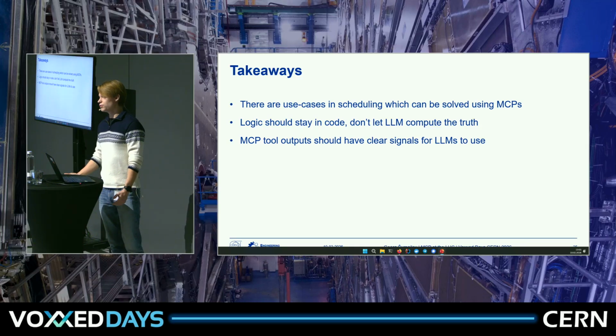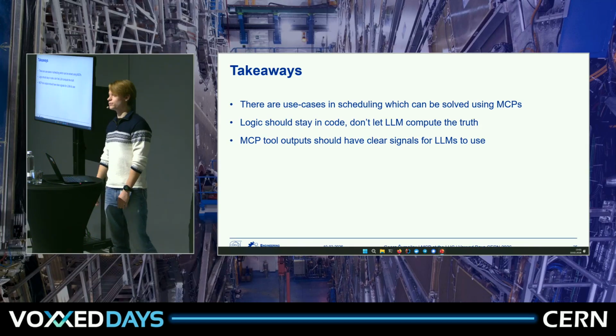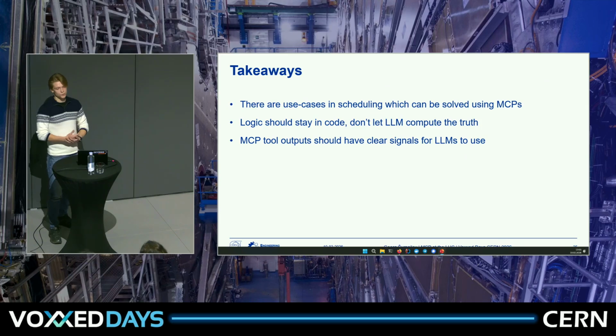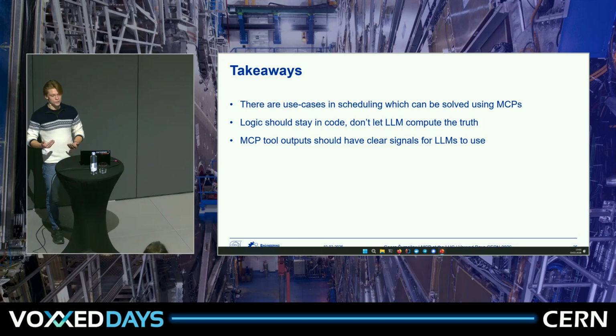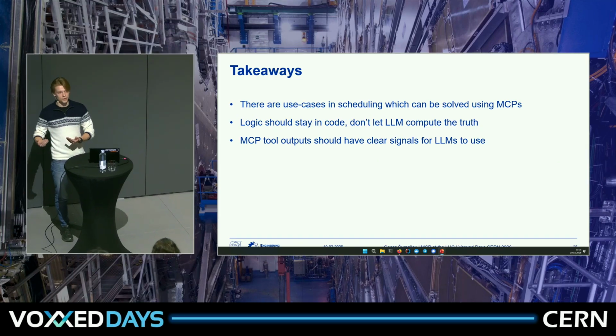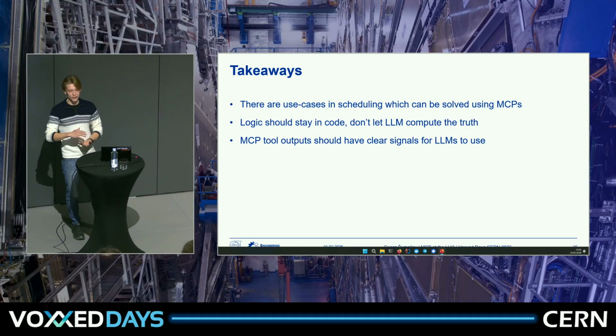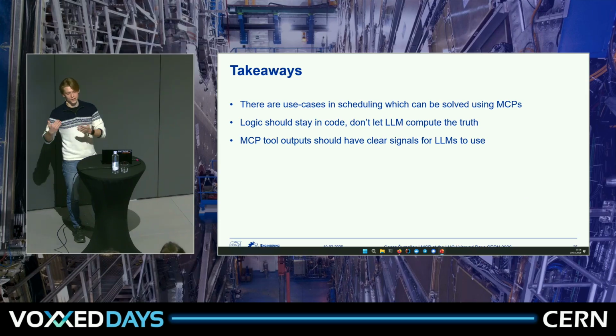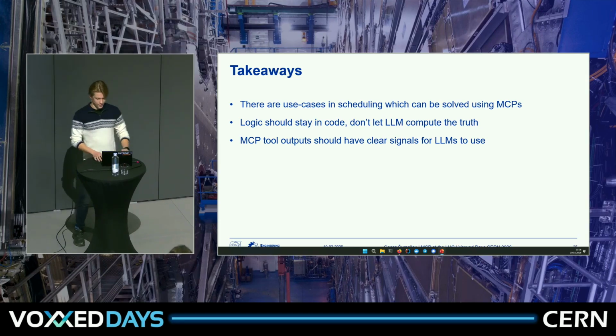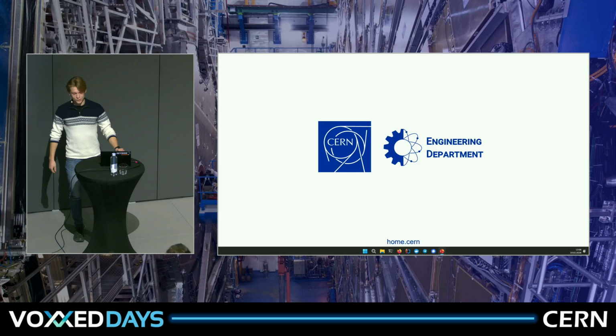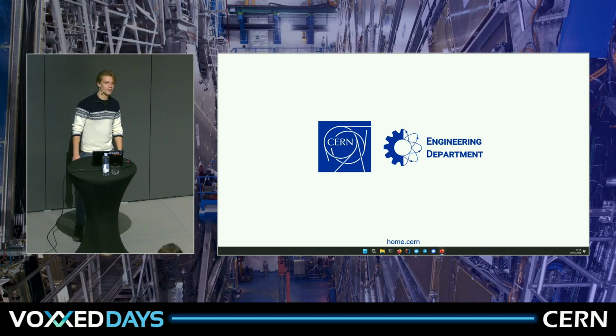And the MCP tool outputs should have clear signals for LLMs to use. For example, this can be used for analytics, like how many specific tasks one team made, and you calculate that on the code side instead of, again, the LLM doing it for you. Thank you very much for listening to this little talk, and I appreciate it.